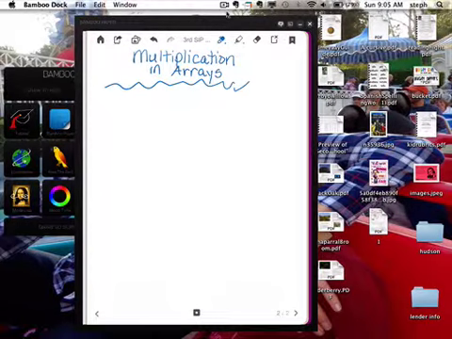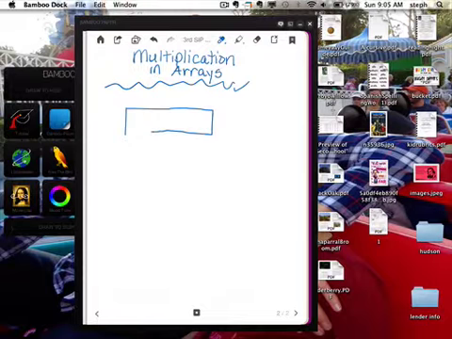Okay, so let's talk about an array. So I'm going to draw an array. So go ahead and draw a rectangle on your paper. And then go ahead and split it right down the middle. So now you have 2 rows. Now you're going to put a line here and put a line here.